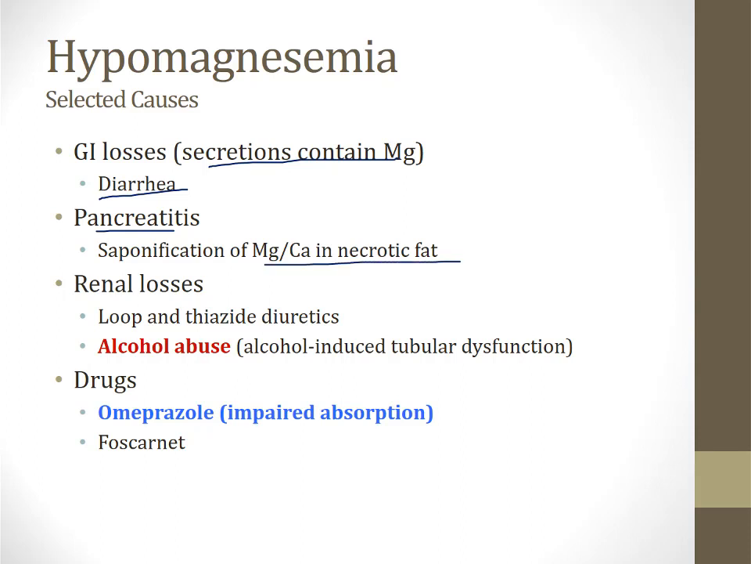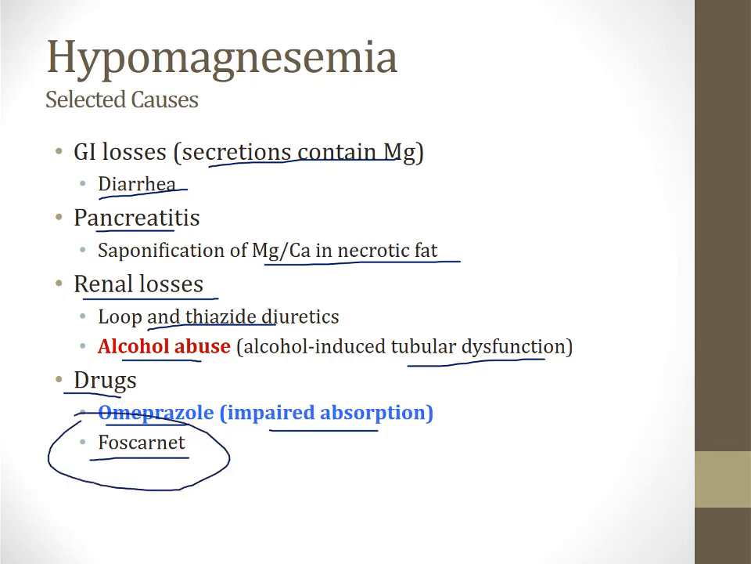There are a number of ways you can lose magnesium in the urine through the kidneys. Loop and thiazide diuretics can cause hypomagnesemia, and alcohol abuse is an interesting cause of hypomagnesemia. Alcohol has been shown to cause tubular dysfunction in the kidneys and lead to hypomagnesemia, and alcoholics who present to emergency rooms classically have hypomagnesemia, and that's worth remembering for your boards. And then there are a number of drugs which can cause hypomagnesemia. One of the famous ones is omeprazole, which is a proton pump inhibitor. It's been associated with impaired absorption of magnesium from the GI tract. And another one is Foscarnet, which is an antiviral drug.